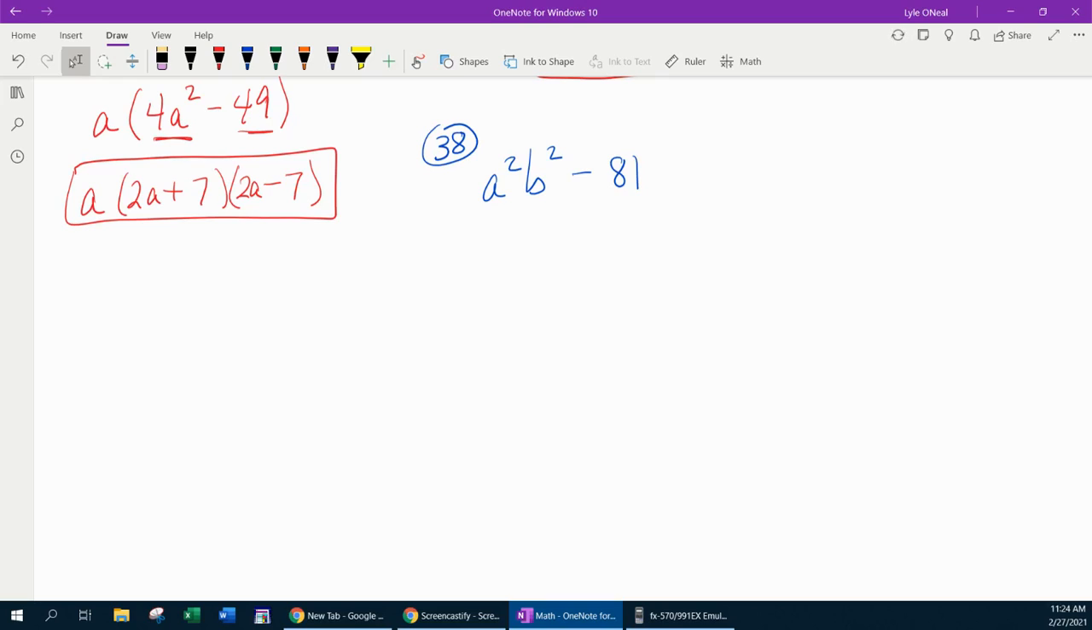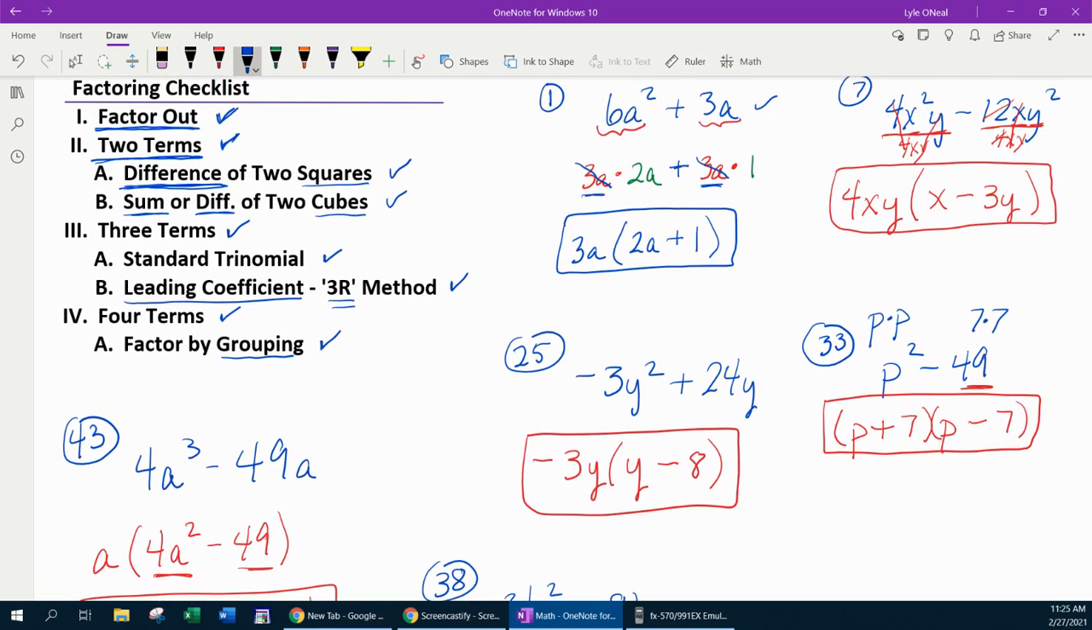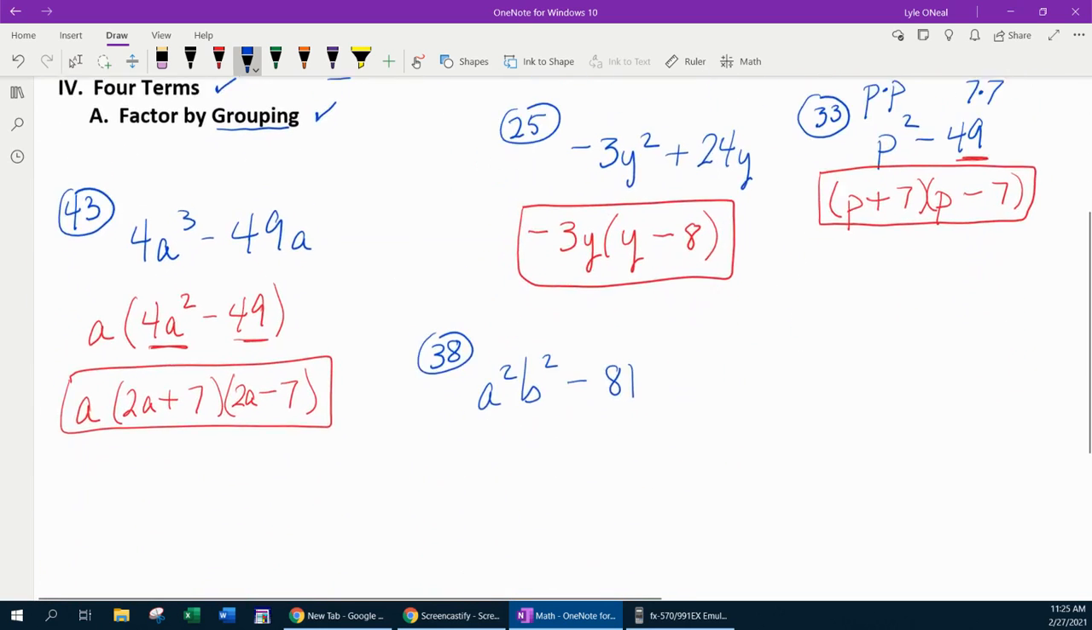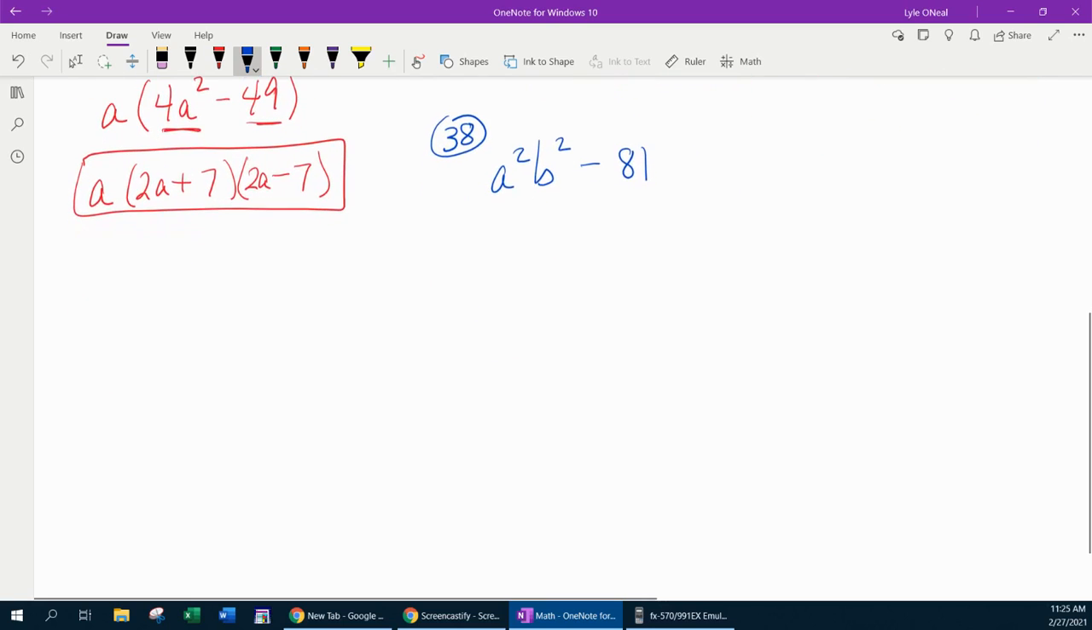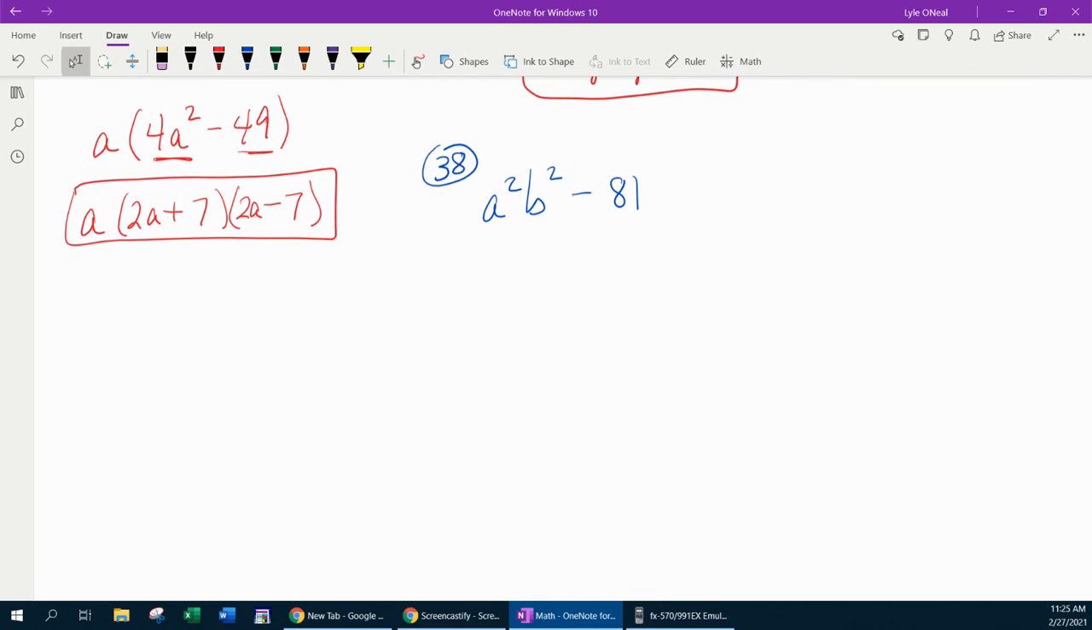Here we have a binomial. There's two terms. They do not have a common factor. There's nothing to factor out. And so remember, in the checklist, if there's two terms, the first thing you consider is the difference of two squares. So we're going to ask ourselves, are these perfect squares? Well, AB times AB would make A squared B squared. 9 times 9 is 81. So these are perfect squares.